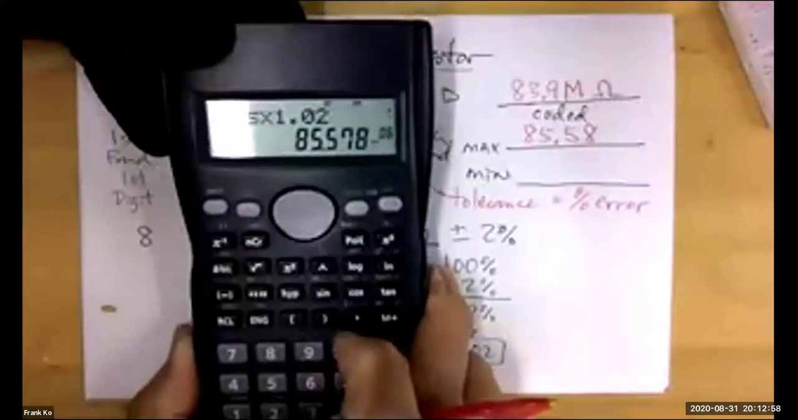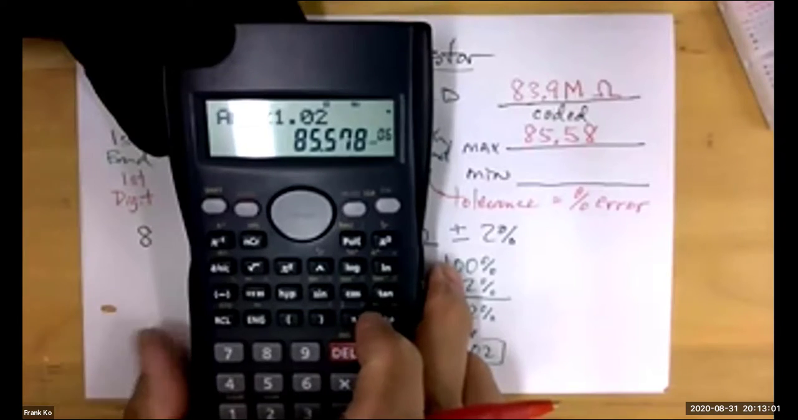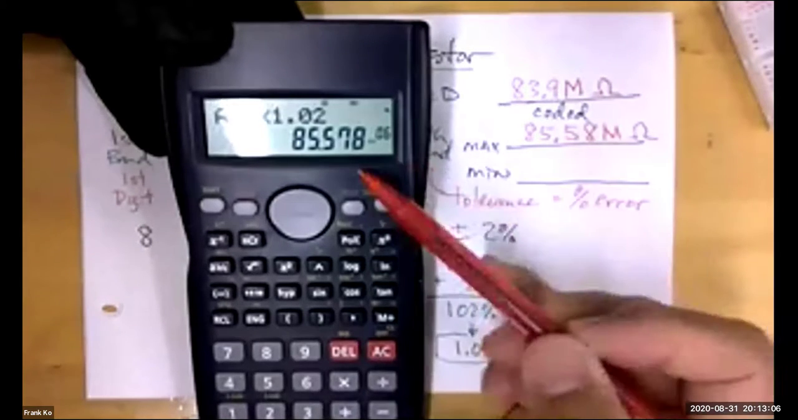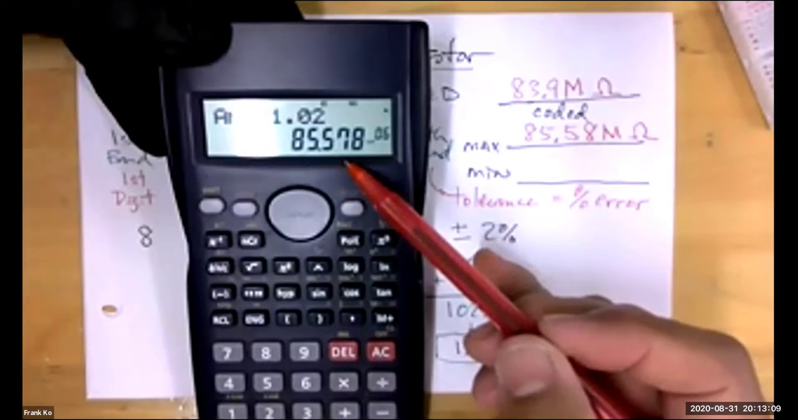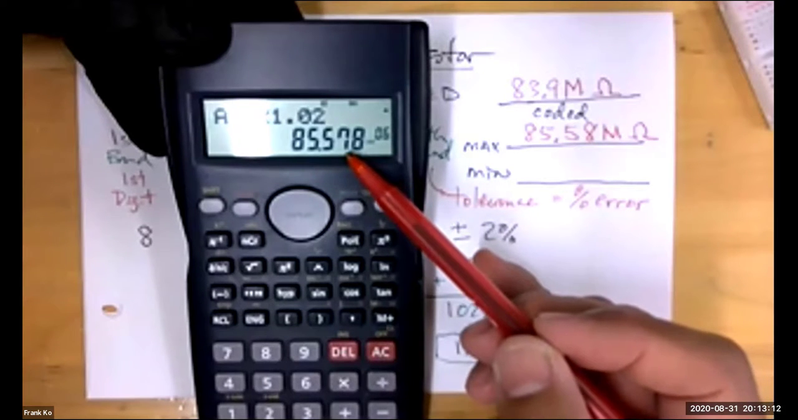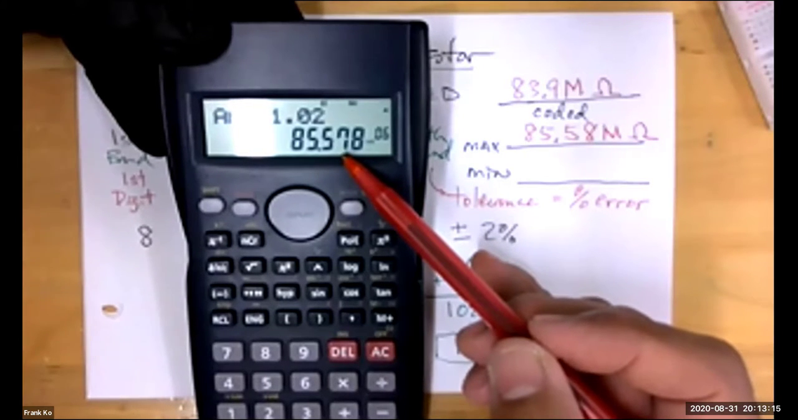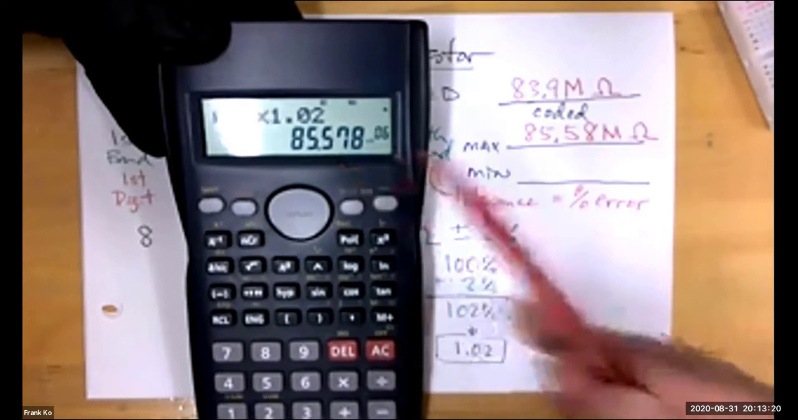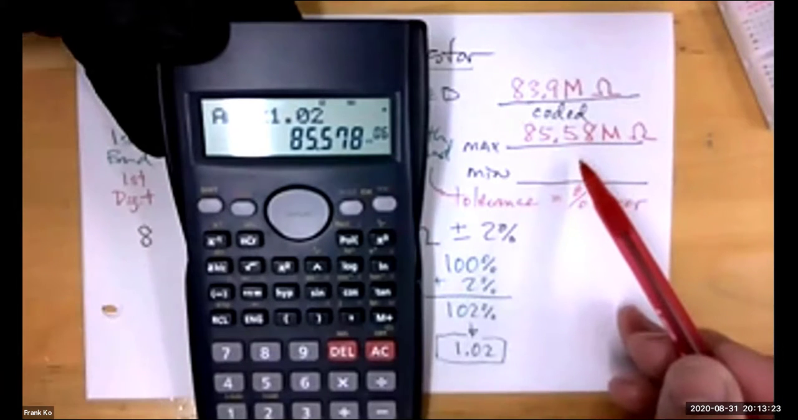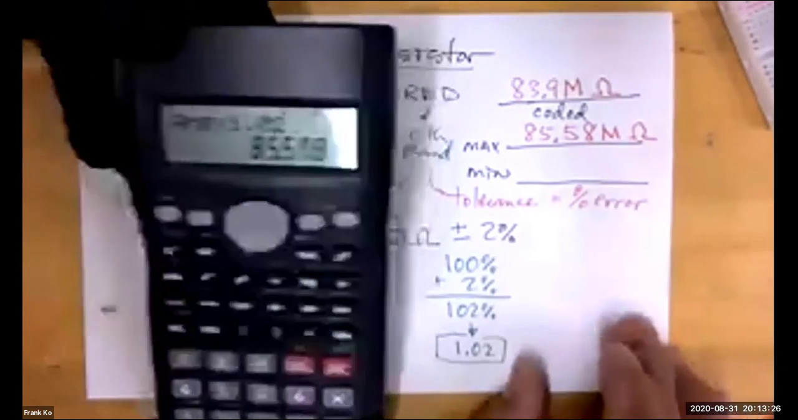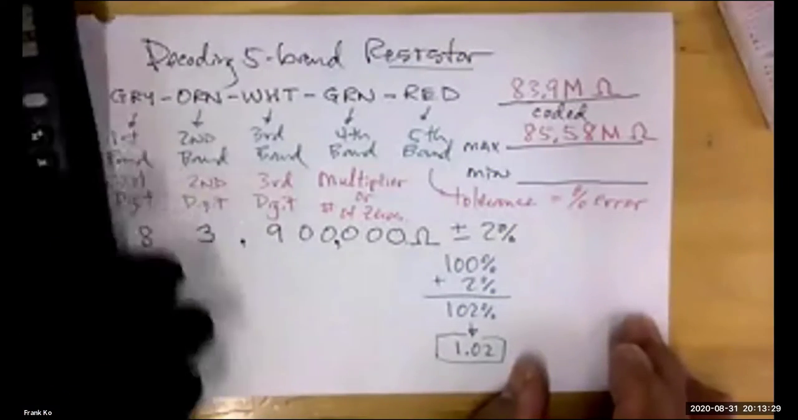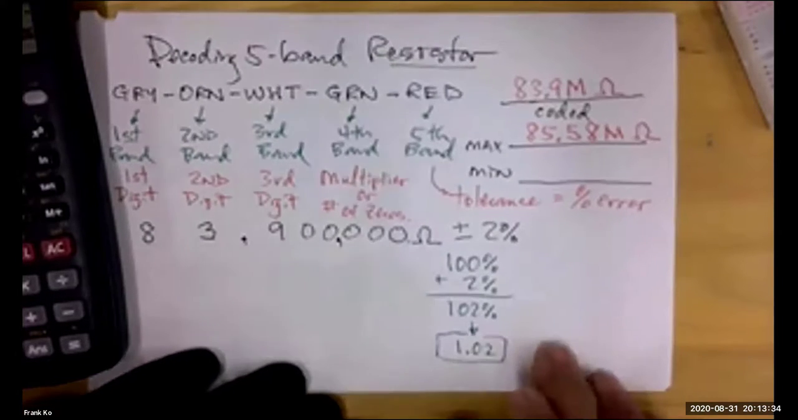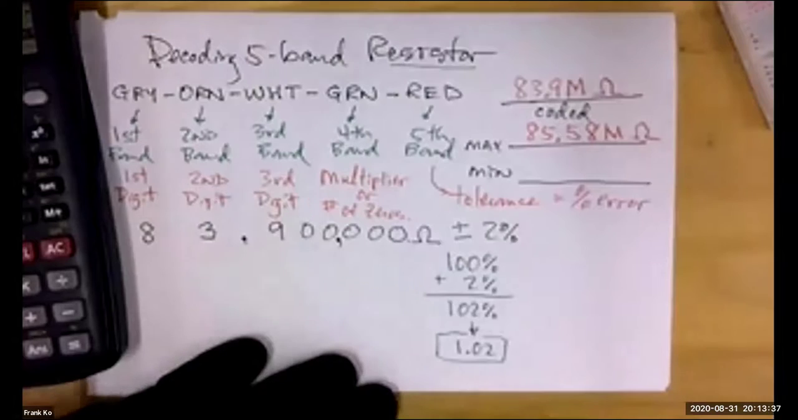So here's the display of the calculator. And we would write down mega ohms. So if you look at the calculator, it's 85.578. That third digit tells you how to round the second digit after the decimal point. Remember, we said 5 and up, round up, and this is greater than 5, so we round up the 0.57 to become 0.58. For maximum, you're adding the 2%. For minimum, we will be taking away the 2%. Okay? So is everybody okay with the maximum coded as 85.58 mega ohms?